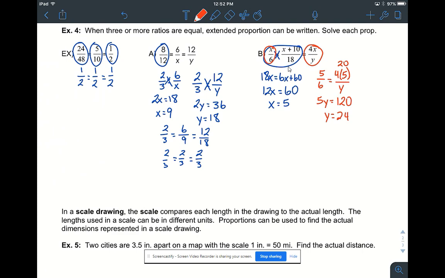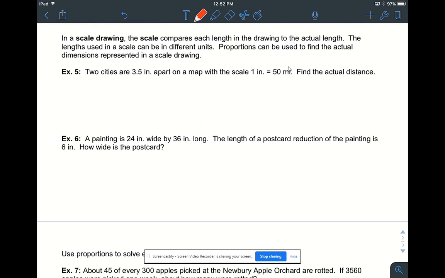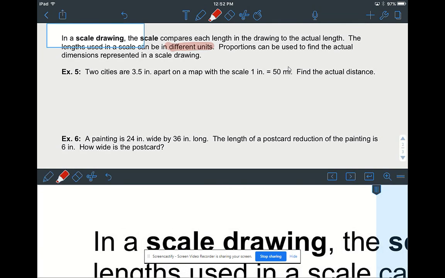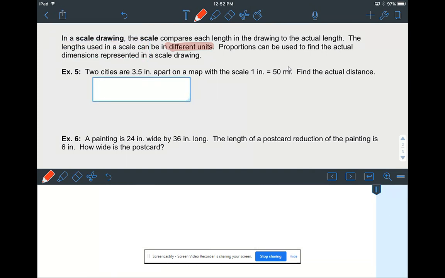All right, in a scale drawing, the scale compares each length in the drawing to an actual length. The lengths used in a scale can be different units, like we talked about before. Proportions can be used to find the actual dimensions represented in the scale. So we're basically going on to word problems now.